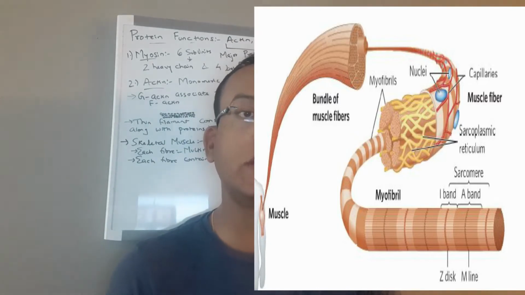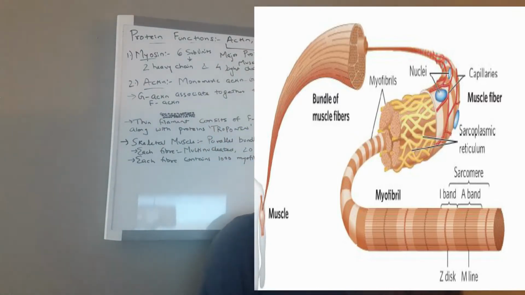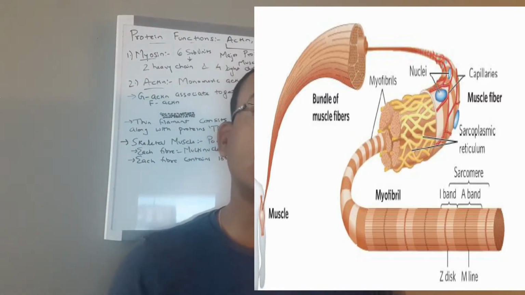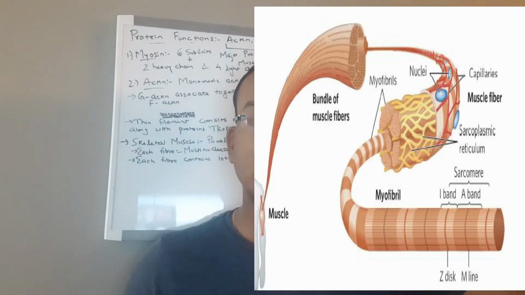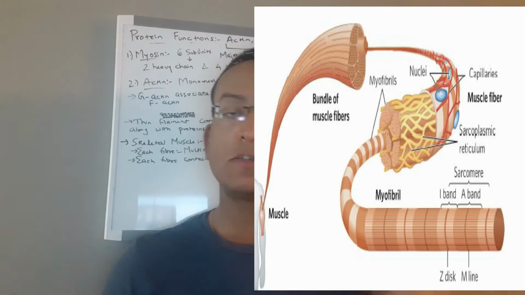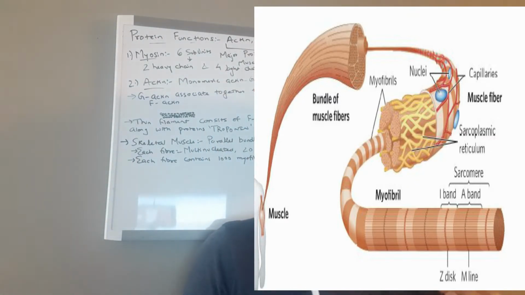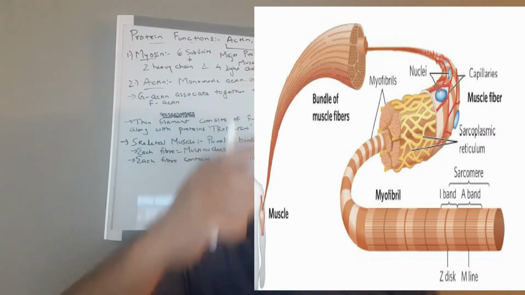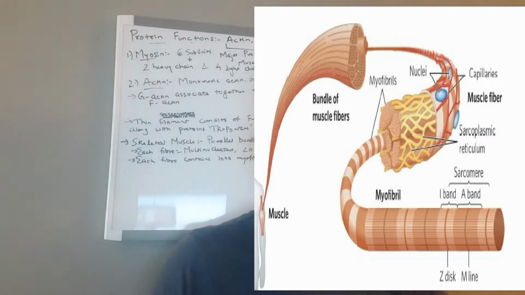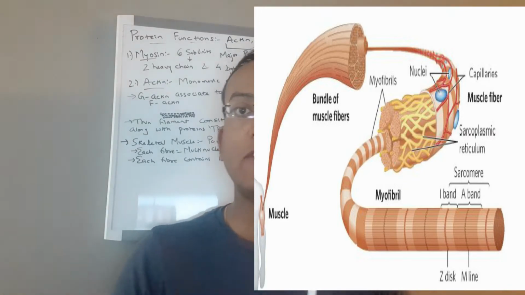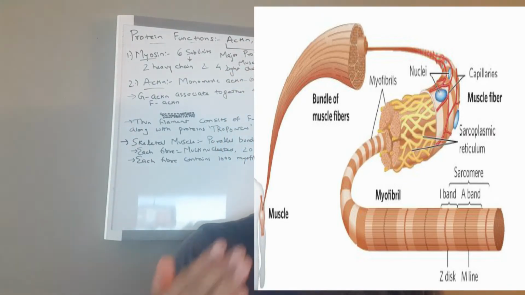On your screen you can see the picture. I'm not drawing it, that's too complicated, but you can see the skeletal muscle, then the muscle fibers, then the myofibrils. Around each myofibril there is a system of flat membranous vesicles called the sarcoplasmic reticulum.